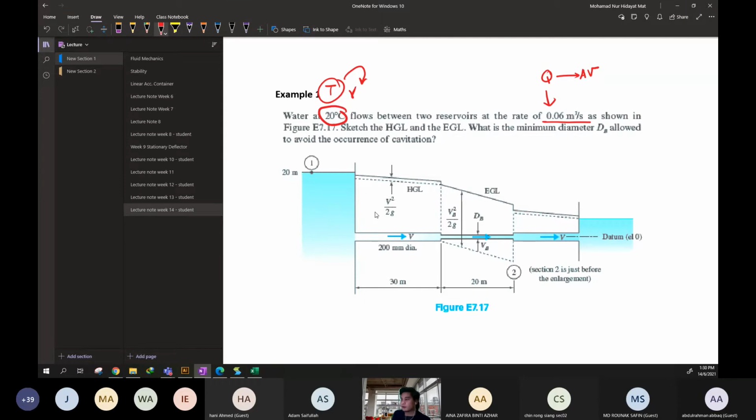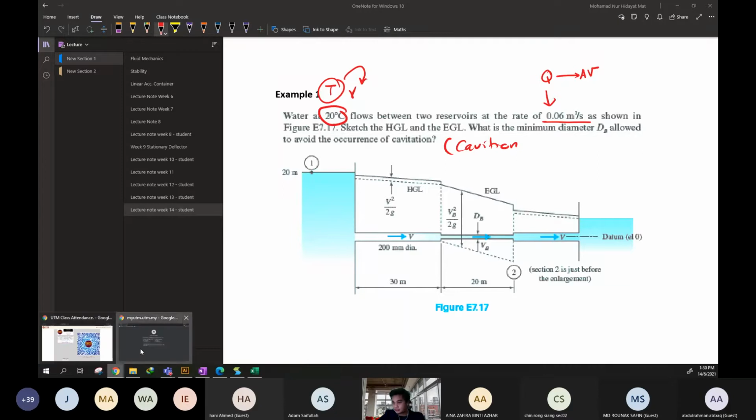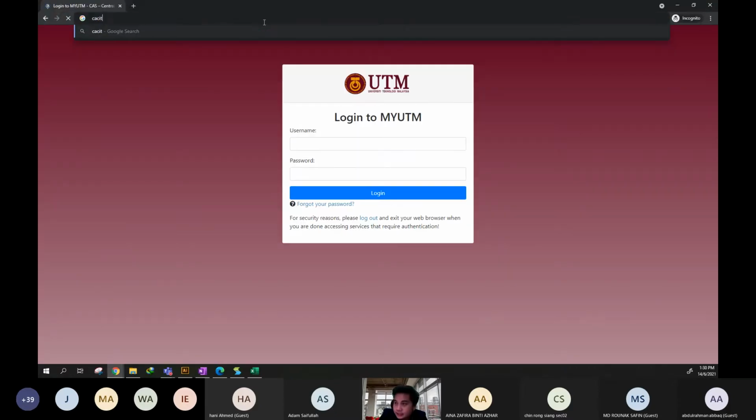Okay, first of all, let me explain a little bit about cavitation. Cavitation is where the local pressure is less than the vapor pressure. It will cause cavitation, in simple words. Cavitation is like a bubble. Let me explain a little bit.